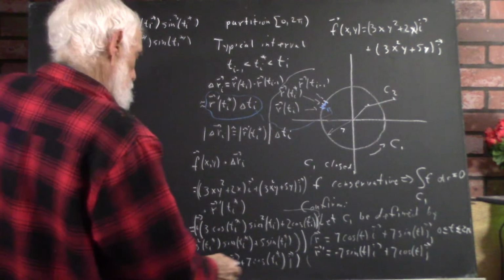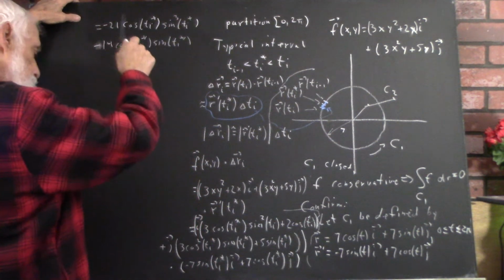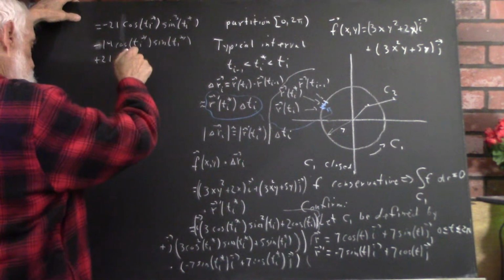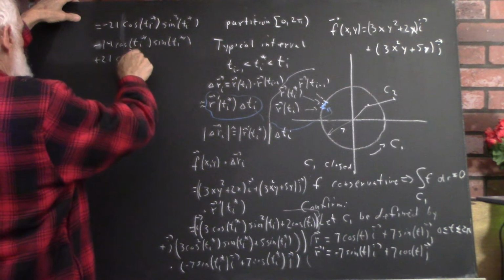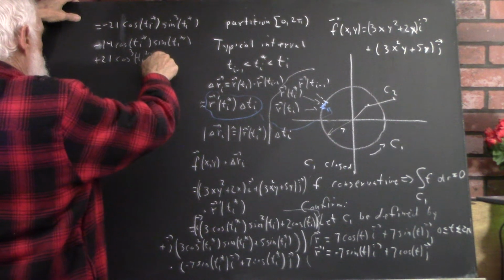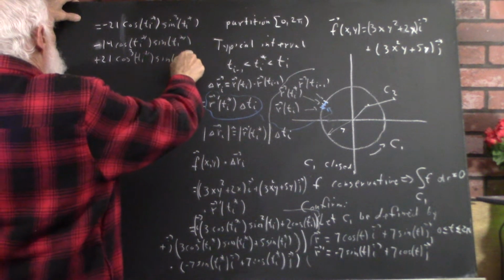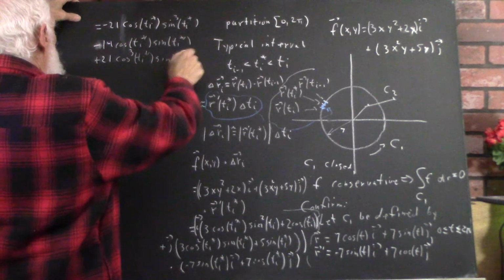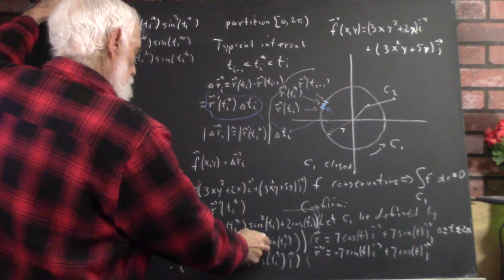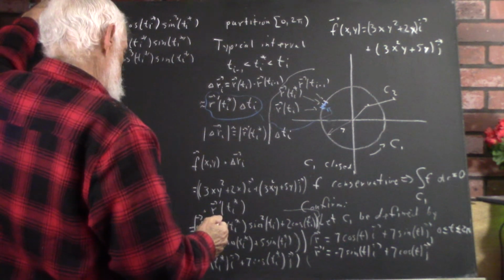And then we have a cosine that goes into each of the terms on the j. So that's going to be, it's a 7 cosine, so it's going to be plus 21 cosine cubed of ti star sine of ti star, and then plus 7 times 5 is 35, and it's going to be sine cosine.